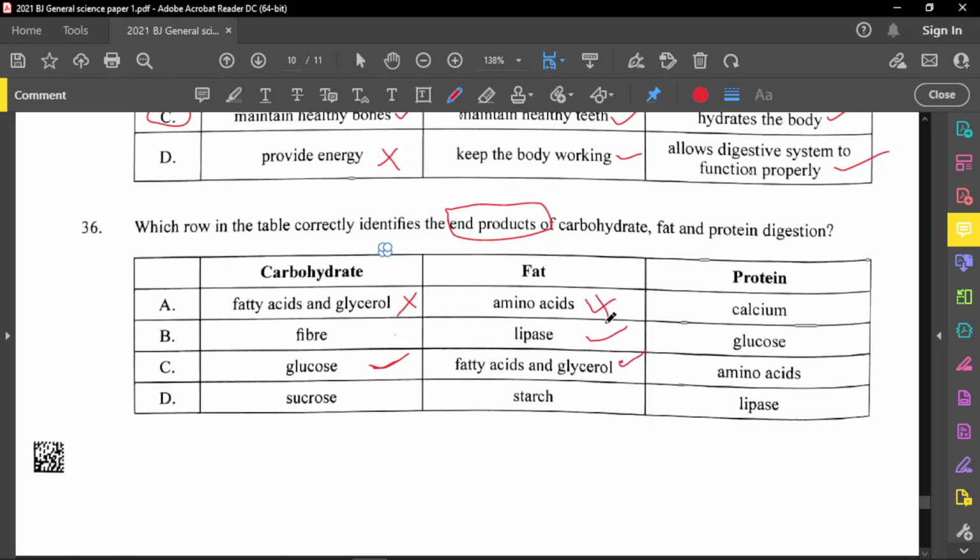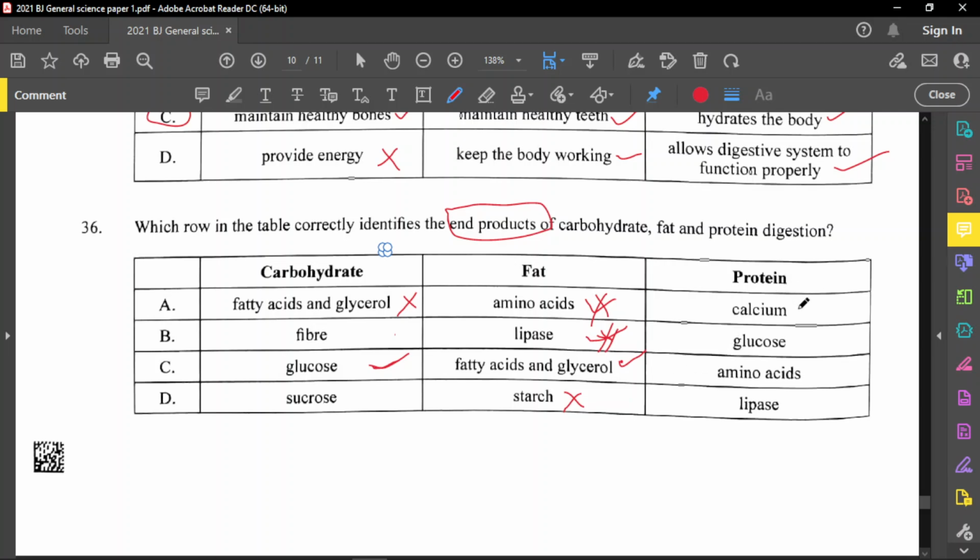So again, I'm going to put an X through these. These are not correct. All right, I put a tick there. They're not correct at all. And starch is not correct as well. So fatty acid and glycerol is the only correct one. And by virtue of this so far, you must know that the answer is C.